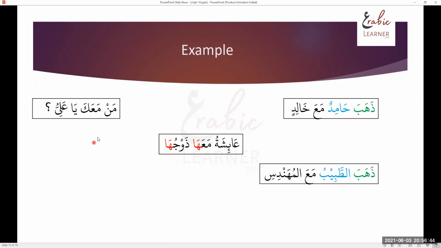So if someone asks a question, Man ma'aka ya Ali, who is with you, O Ali? Ma'i zamili. Mutaliq bil khabar. Okay. Ma'aha. What is ma'aha? Sister, ma'aha is what? It is zarf mudaf ilayh, right? Sister Sana? It is zarf mudaf ilayh. You know that, right? Ma'ah is zarf.